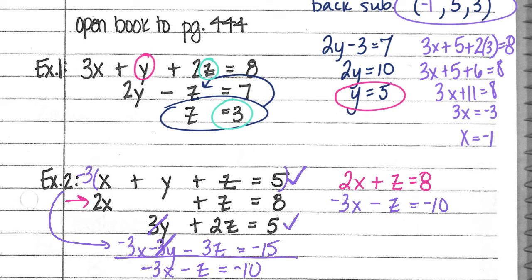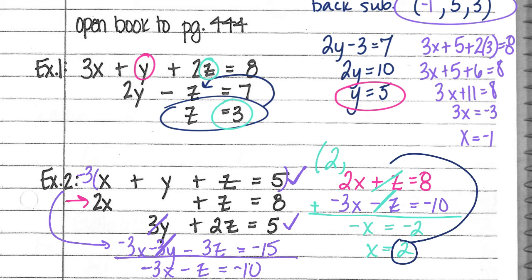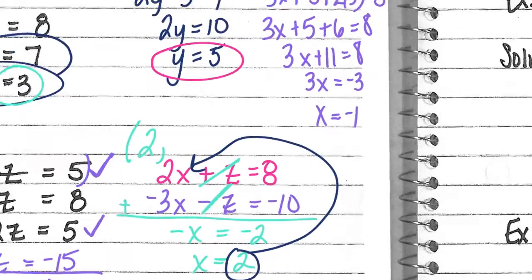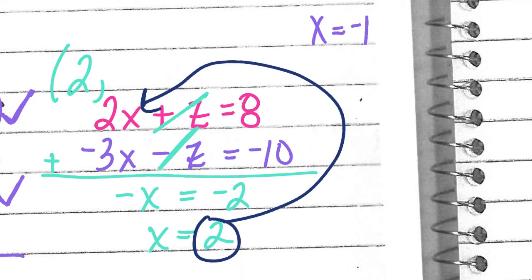And now, just like systems of equations, I can solve this for x and z. So if I solve this for x and z, I can add down because these z's will cancel out. And I get negative x is equal to negative 2, where x is equal to a positive 2. I'm going to write that right above. If I plug that 2 back into the original, I end up having 2 times 2 plus what gives me 8. 4 plus z is equal to 8, where z is equal to 4.